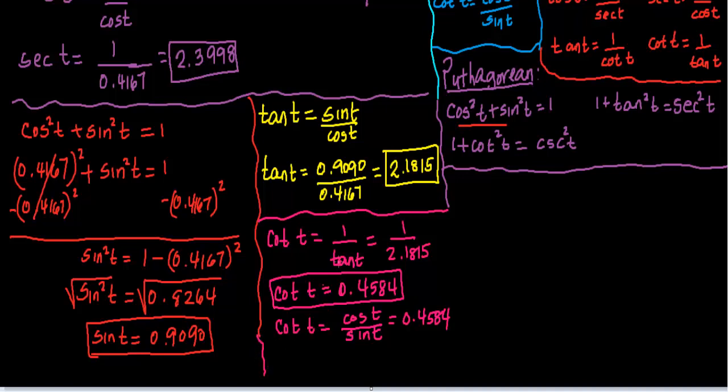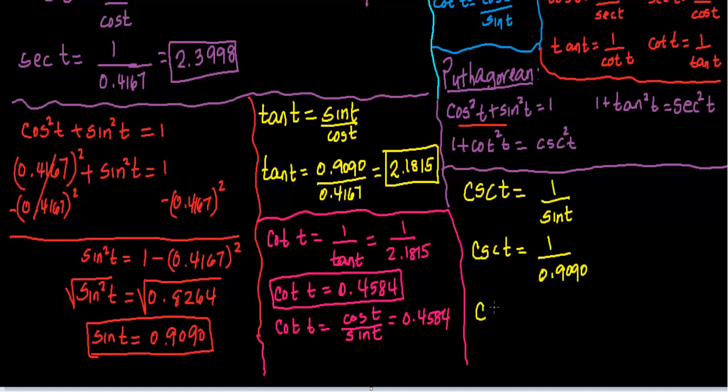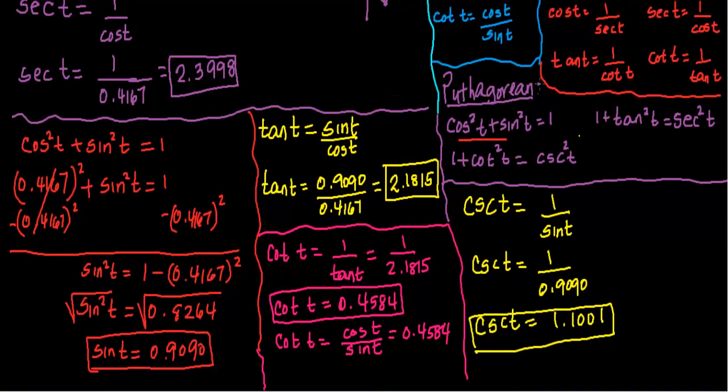We have cotangent, tangent, cosine, sine, and secant. We're missing cosecant. So let's do cosecant here. Cosecant of t is equal to 1 over sine of t. The cosecant of t is equal to 1 over sine, which is 0.9090. Cosecant of t is equal to 1.1001. And you're done. You found all the remaining 5 trig functions using the identities.